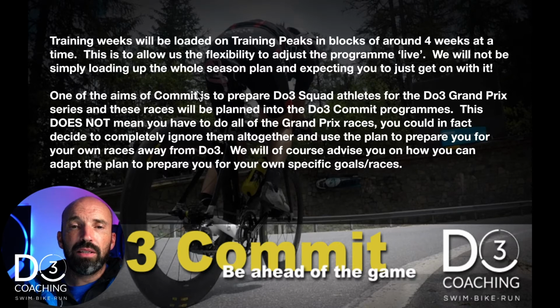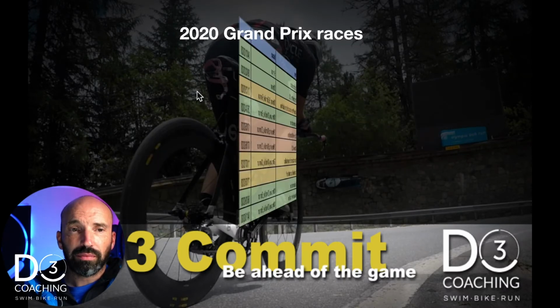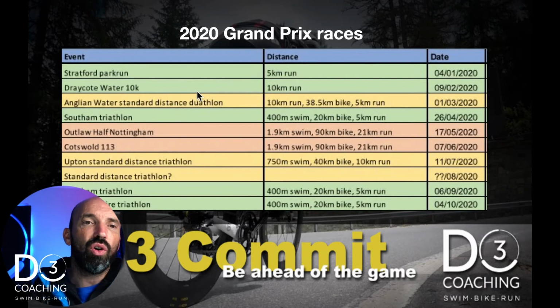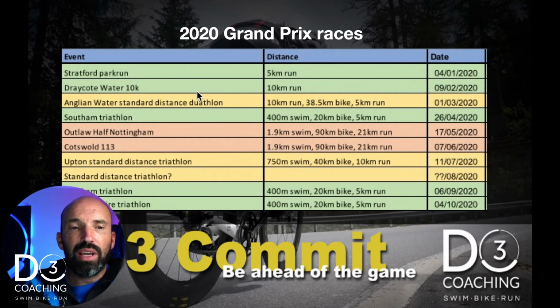Now, this season, because of lovely COVID, we are not sure if we're going to do a Grand Prix race series, but we'll do something else instead. But this is just an example of the kind of races that we had last season, a variety of races starting nice and short, with park runs and 10Ks at the start, a standard distance duathlon, then working up towards middle distance races towards the middle of the season, May, June, and then working back down to standard distance and sprints towards the end of the season.